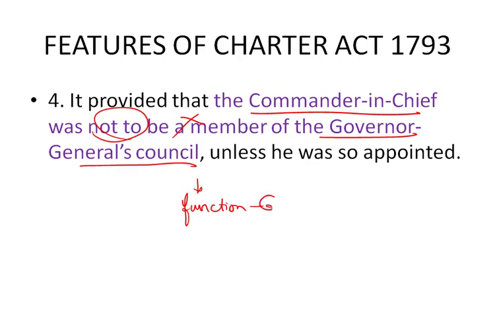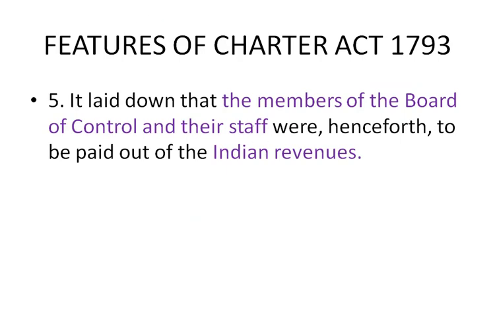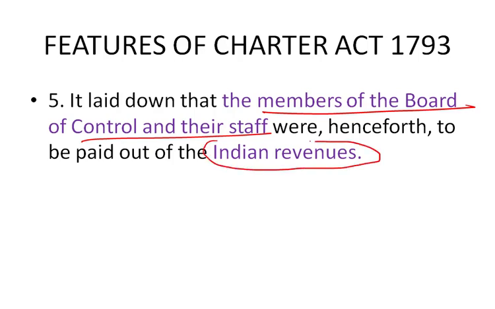That is, if any person is appointed as Commander-in-Chief, then only that post will be present in the Governor General's Council. Otherwise, the Governor General will act as the Commander-in-Chief. The fifth feature of this Act is that the members of the Board of Control and their staff will be paid from the Indian revenues only.